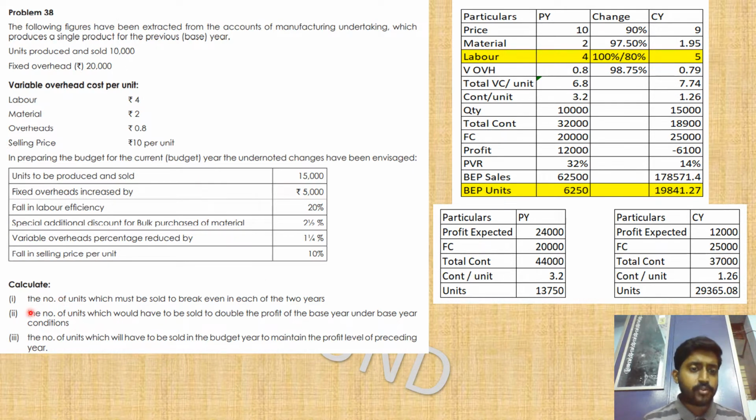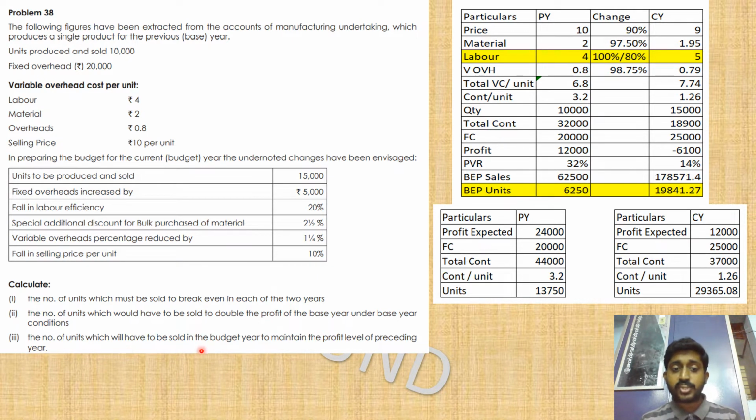What we have to find is the number of units that must be sold to break even in each of the 2 years, which means the previous year data already given to us, and the current year budget data. So we are going to find the break even units, not in rupees but in numbers of units. Next, the number of units which would have to be sold to double the profit of the base year. So to double the profit of the previous year, how many units have to be sold?